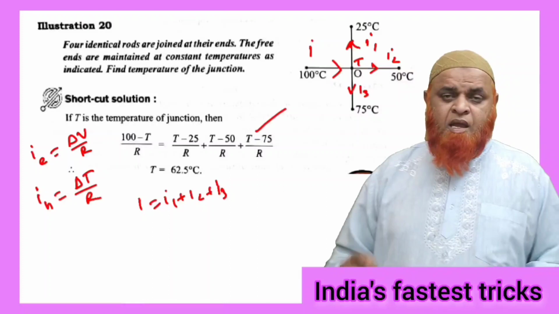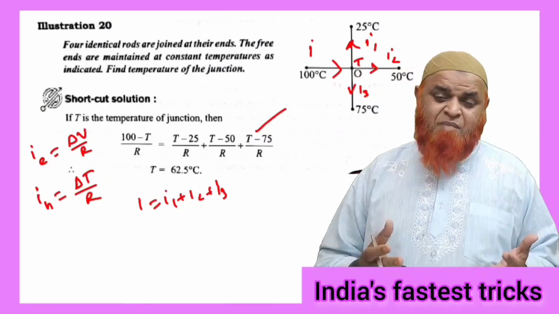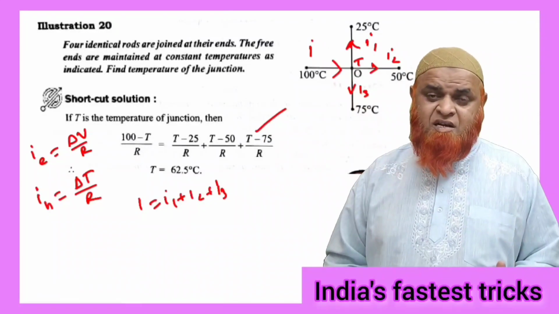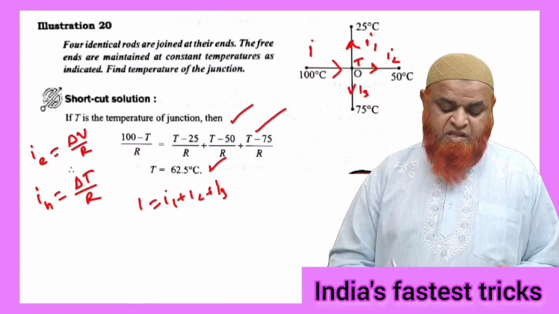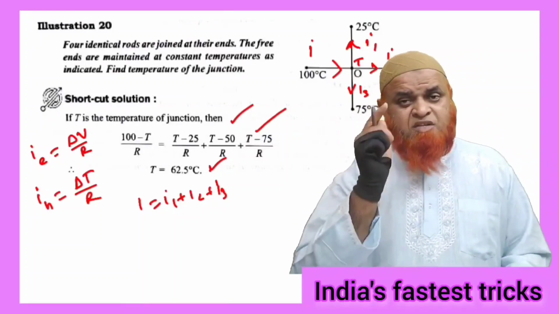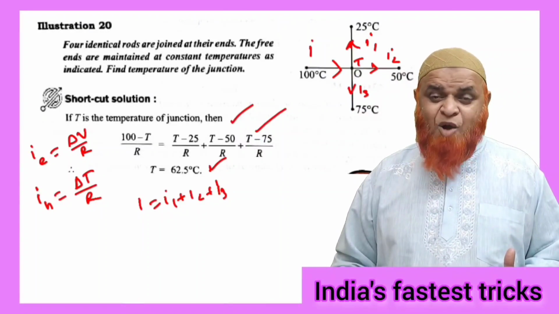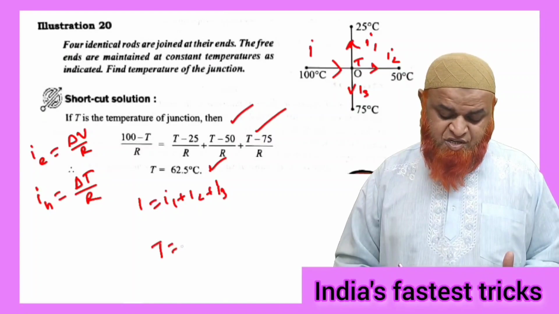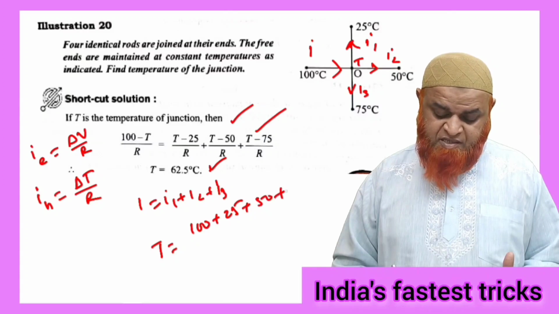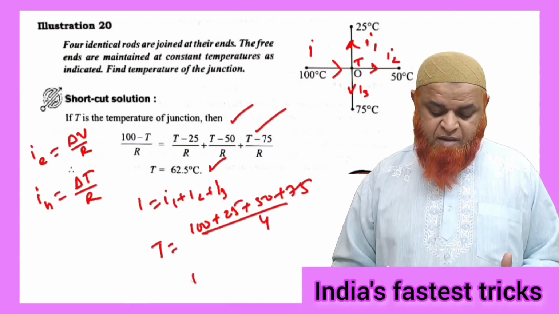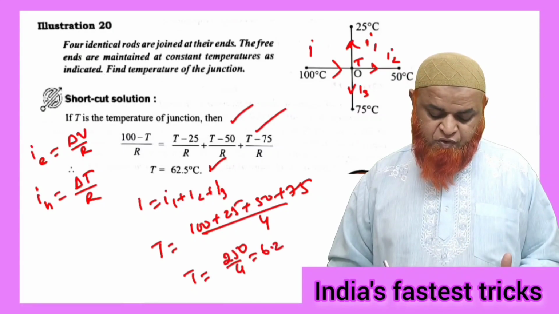But I have discovered one more shortcut which will make you amazed. He has got the final temperature as 62.5 after solving this formula. But I'll tell you one shortcut here. Without applying any formula or any concept, you can just find the temperature T by adding all the temperatures, that is 100 plus 25 plus 50 plus 75 divided by 4. You will get 250 by 4, which is 62.5.